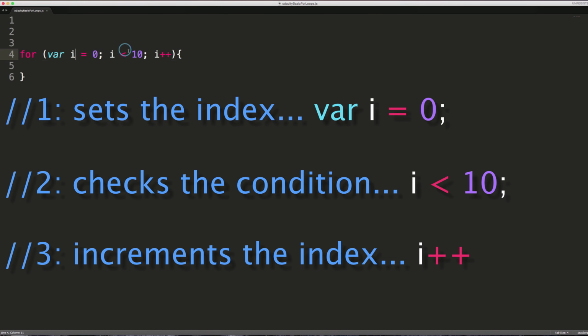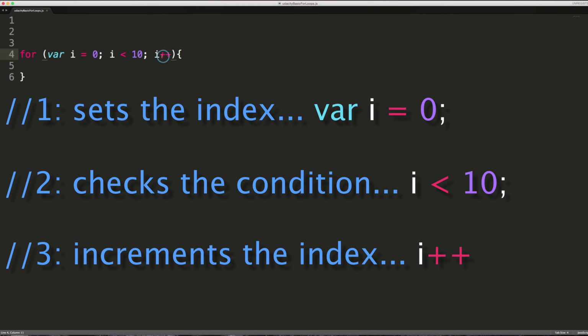Now this second statement checks to see whether the condition is true or false. If it's true, the for loop will continue to run, and if it's false, it won't. In this case, as long as the value for i is less than the value 10, the for loop will continue to run. And again, I ended that statement with a semicolon.